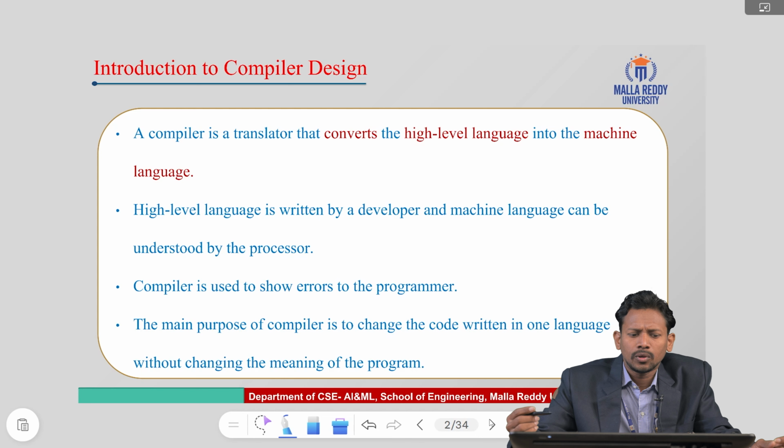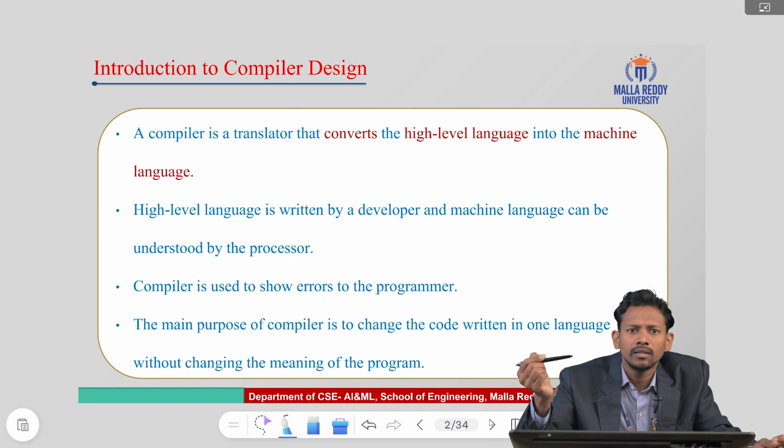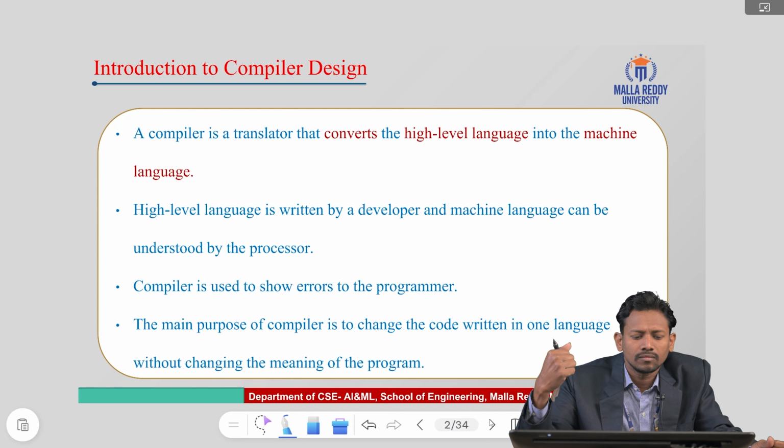Today let's discuss the compilers. A compiler is a translator that converts high-level language instructions written by the users into machine-level language that is understandable to the machines or CPU. High-level language is written by a developer, and machine language can be understood by the processor. A compiler is also used to show error messages to the programmers.